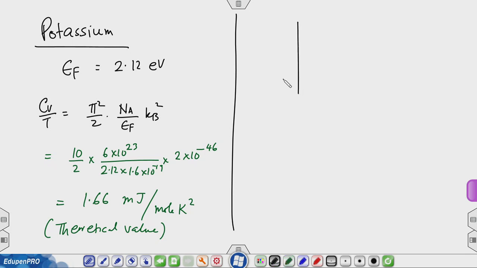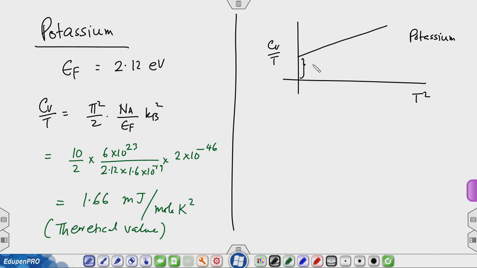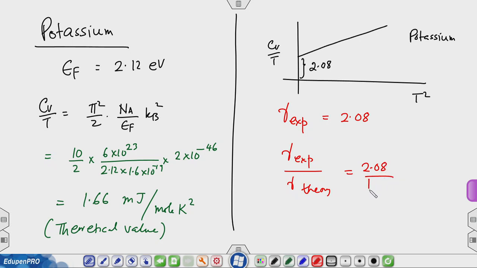Experimentally, when Cv over T is plotted against T square for potassium, this intercept comes out to be 2.08. So gamma experimental is 2.08. So gamma experimental divided by gamma theory is 2.08 divided by 1.66, which is 1.25. What causes this? Let us understand that.